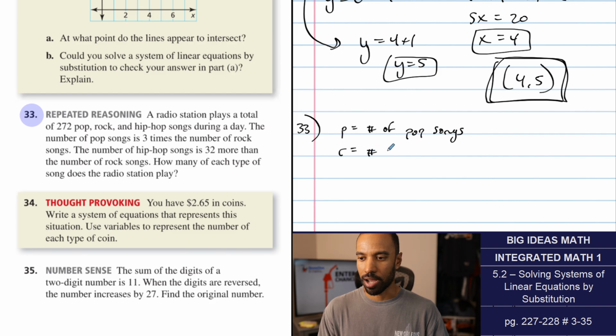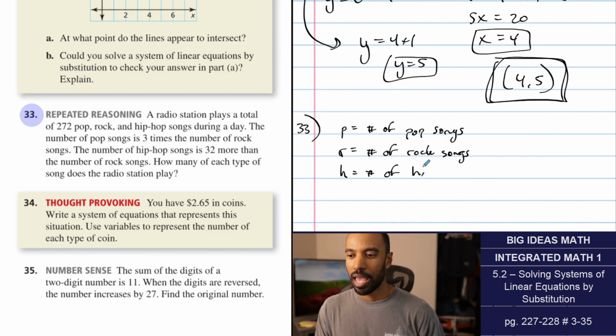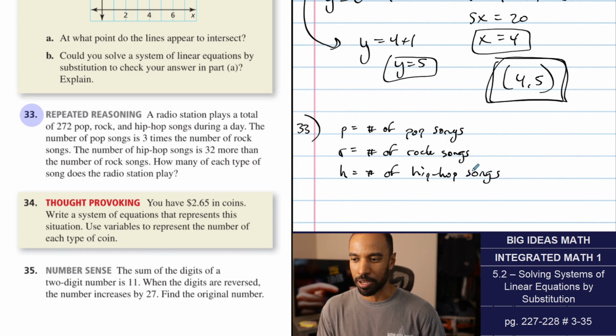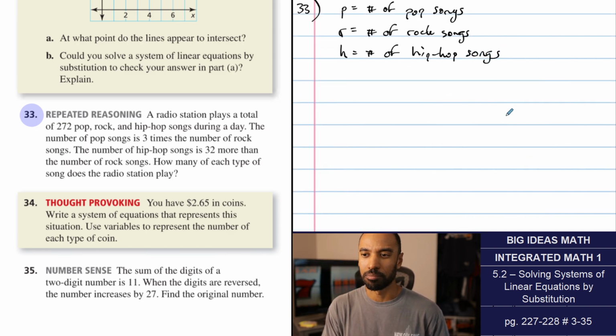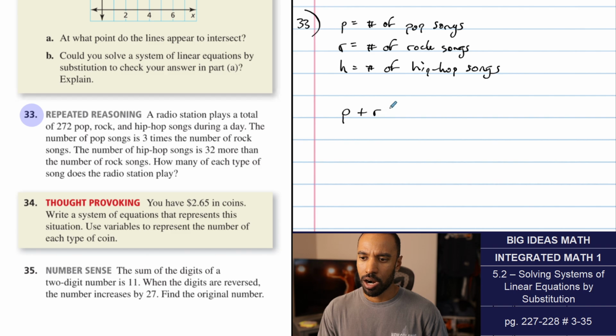R, number of rock songs. H, number of hip-hop songs. Hopefully it was 272 rock songs and none of the others. Sorry if I alienated myself from my audience with that. I don't care for pop. Pop's fine. I don't care about hip-hop. All right. So the total number P, R, and H equals 272.